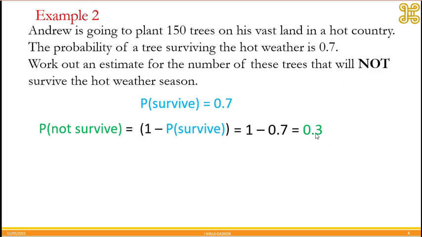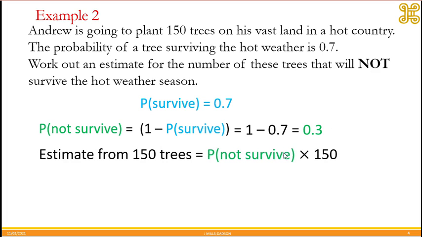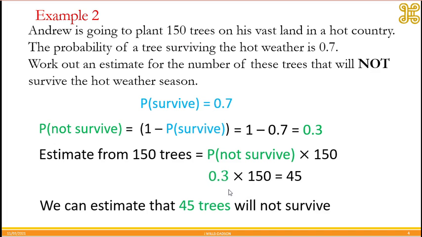That's what we need to focus on. So now the probability of not surviving is 0.3. So we multiply our probability of not surviving by the number of trees that is planted. So that will give us 45 trees will not survive.